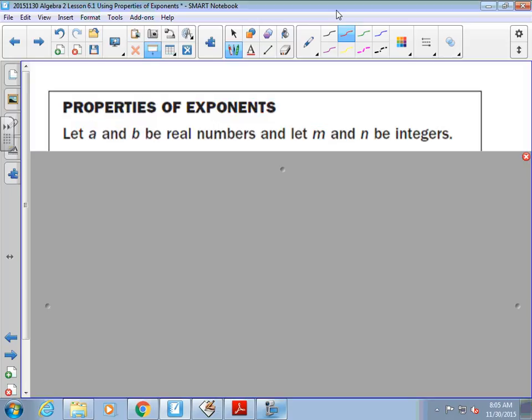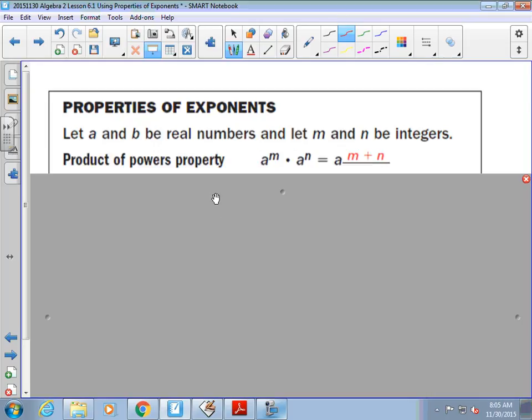Okay, so we have a handful, or a little more than a handful, of the properties of exponents. First one says let A and B be real numbers and M and N be integers. So we're not dealing with any fractions or decimals right now. The first one is the product of powers property. What you have to know about this one, when you have A and A, notice both of the bases are exactly the same. And then you have two different numbers that are the exponents, you add the exponents. It could be two different numbers or two of the same numbers.